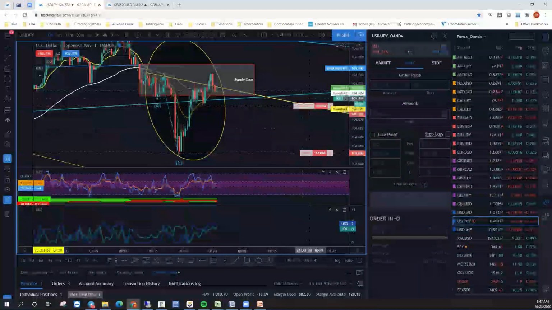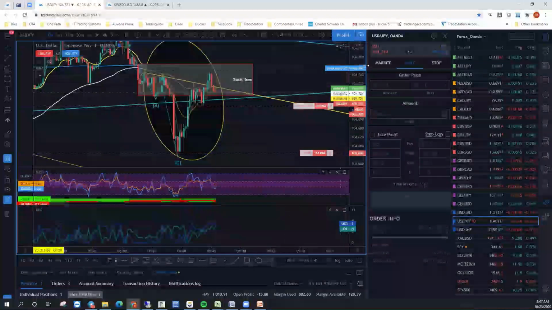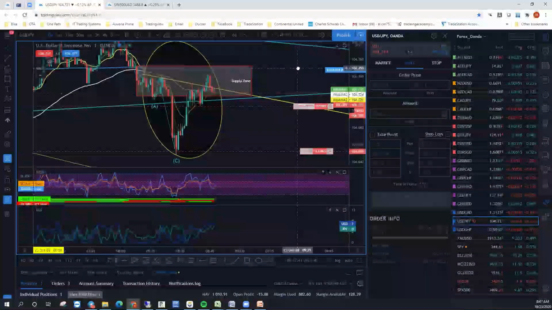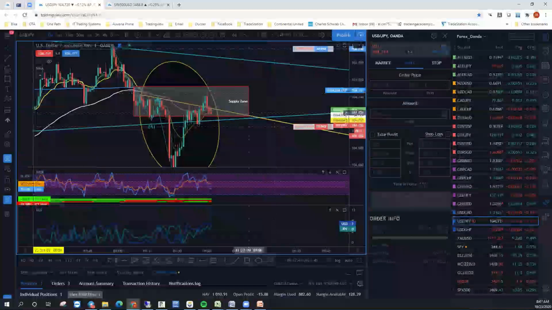One thing I like about sell stops and buy stops, it gets you in at the price you want to get in, not what the brokers give you on the market orders. And my stop is going to be up here, right up here around the 75 area.